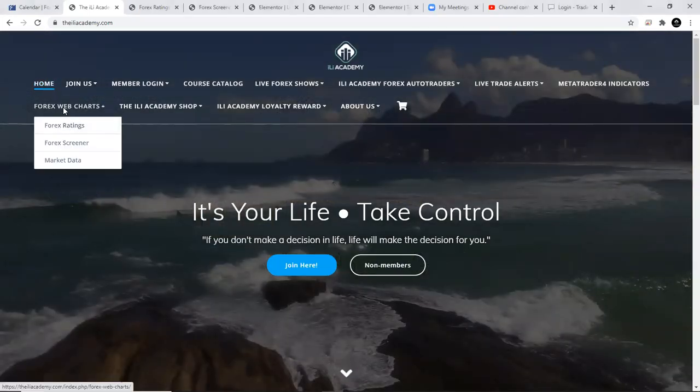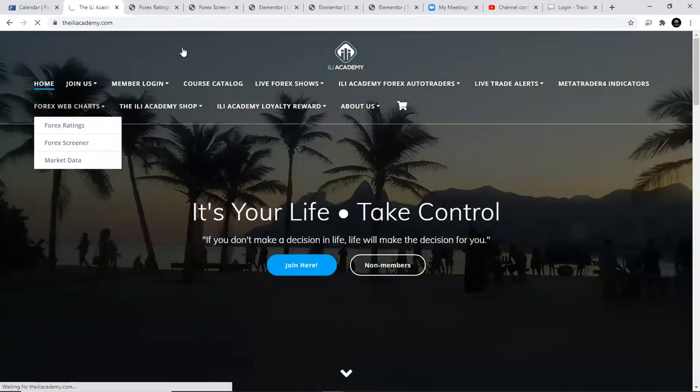I'm going to go to the Forex web charts. I'll go ahead and show you that. Just bear with me one minute. I'm going to bring that page up, and as that comes up, I'm going to blow my nose. Just one moment.